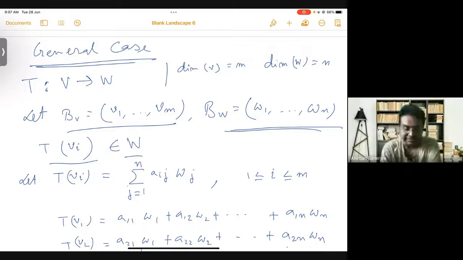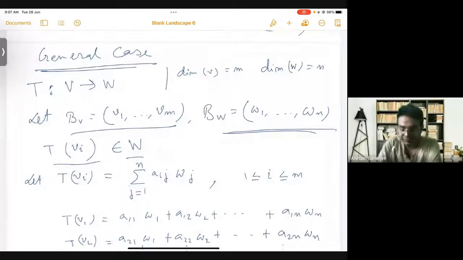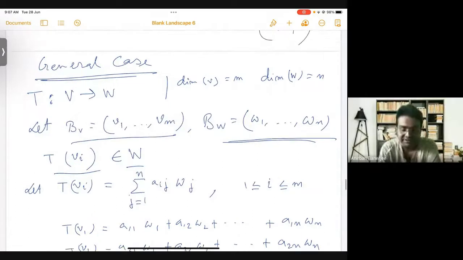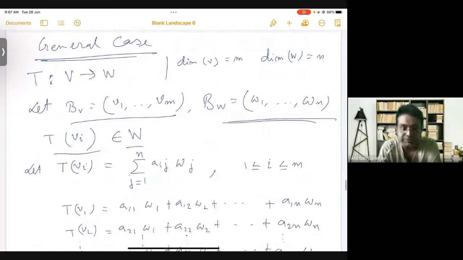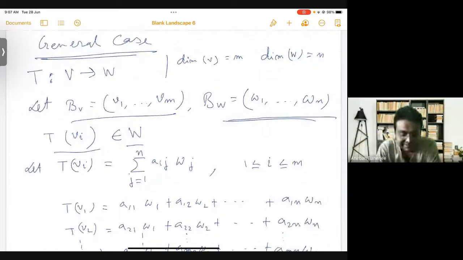Okay, I wanted to give you two examples about these linear transformations, but I could not do that because of the time. So let's recap a little bit what we discussed about the linear transformation for the general case.